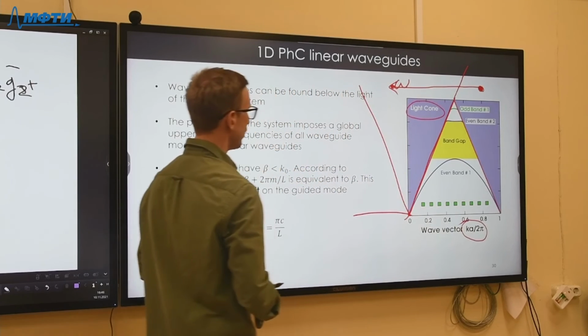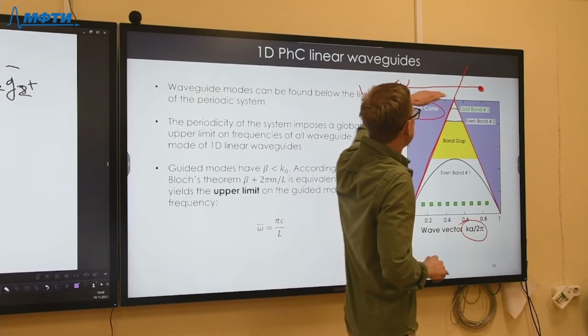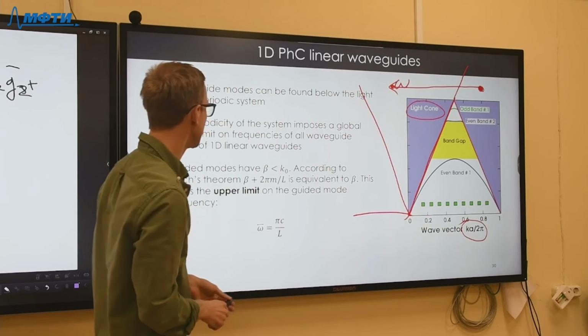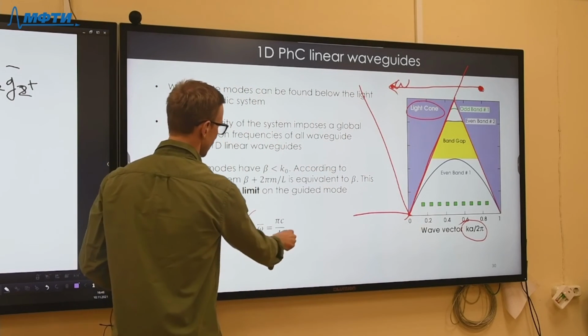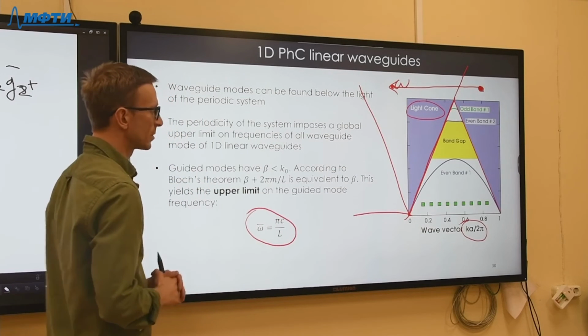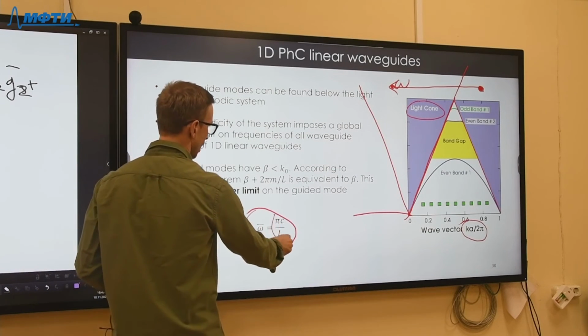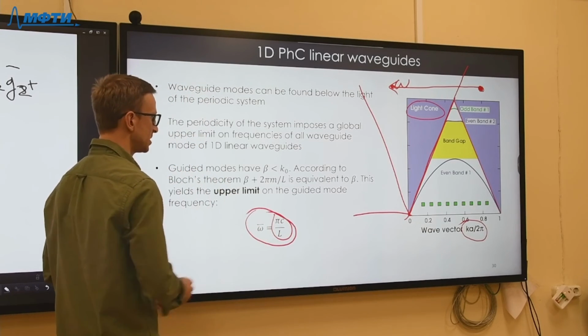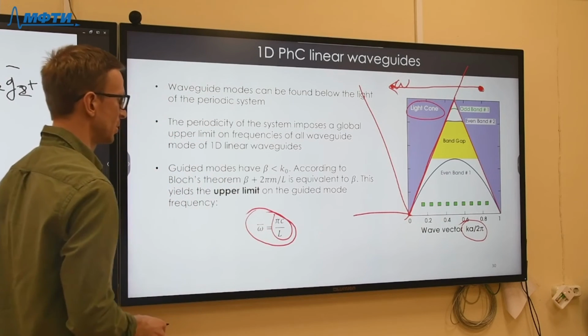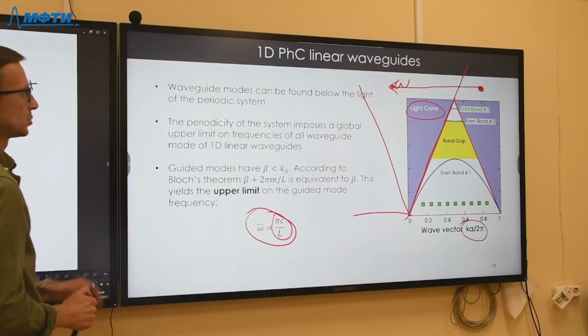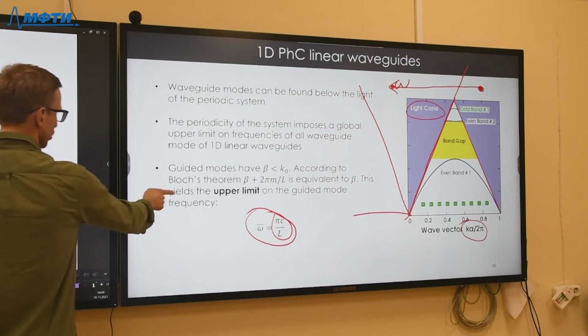And by doing this series of shifts by the reciprocal lattice vector, you can easily see that the upper limit on frequency of truly guided modes is given by this combination. This is simply pi c over L, where L is the periodicity. Above that frequency, you cannot find any truly guided modes.